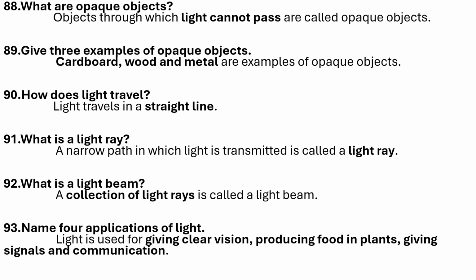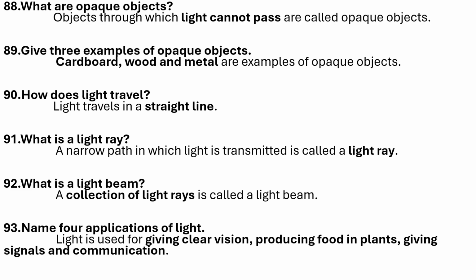What are opaque objects? Opaque objects are the objects which light cannot pass through. And give three examples of opaque objects. So objects like cardboard, wood, and metal are some examples. How does light travel? Light travels in a straight line.